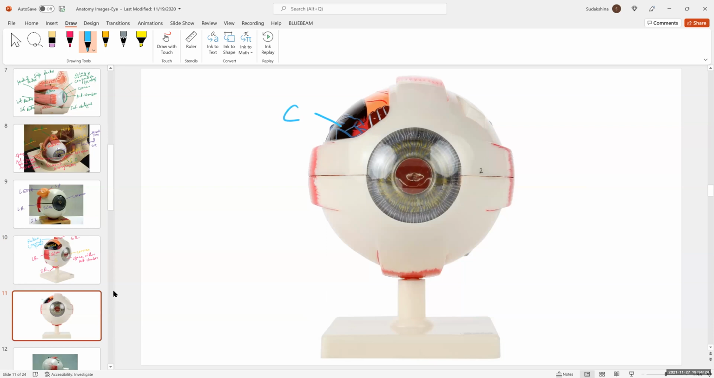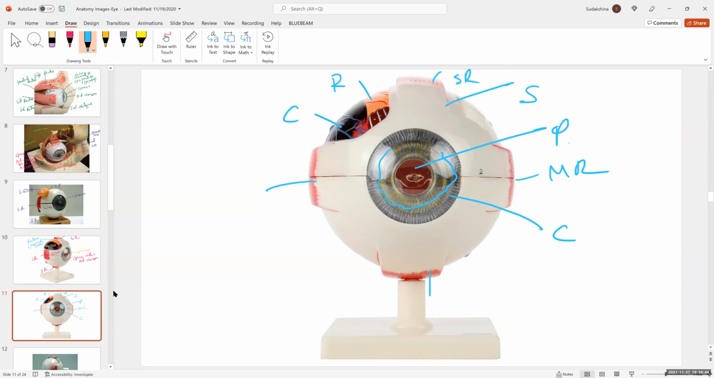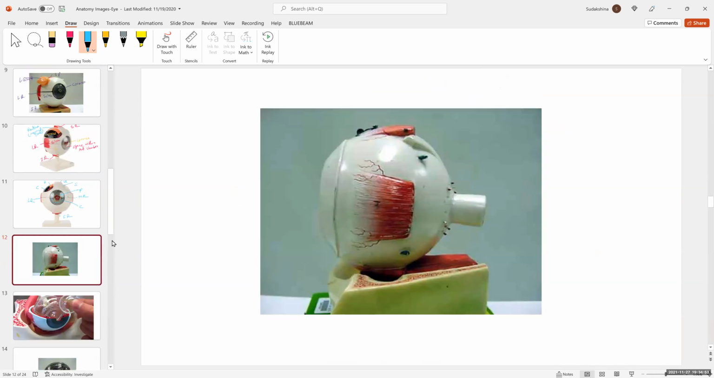Same thing. Choroid, retina, sclera, cornea, pupil. Behind the pupil is iris. And you can see the rectus muscles: superior rectus, medial rectus, lateral rectus, inferior rectus. Most of these models are the right eye, so that's what I'm going by. All right. So once again, looking at the lacrimal fossa, this is still the right eye.